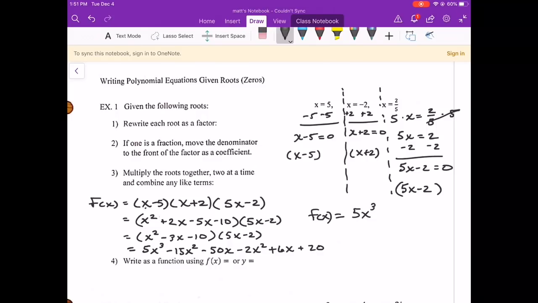x to the third is what I'm going to start with, and I'm going to cross that out so that I don't keep looking to add it in. You don't have to do that. It's just something that I do to keep me organized.